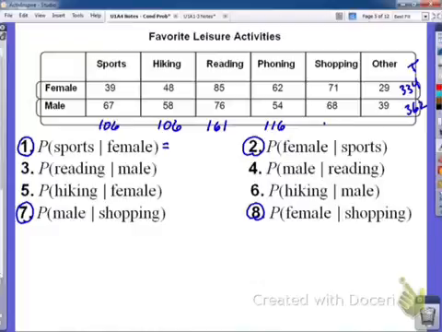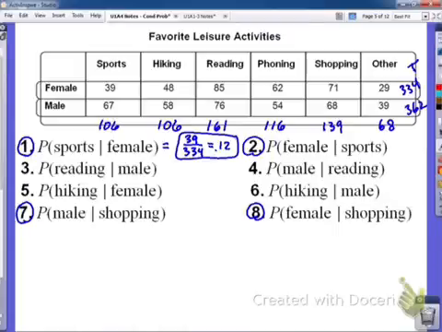Shopping, 139. Other, 68. Okay, so now the number 1, the number of people that prefer sports and are female, how many is that? 39. And it's going to be divided by the number of females, which is 334. What is that written as a decimal? 0.12. Good.